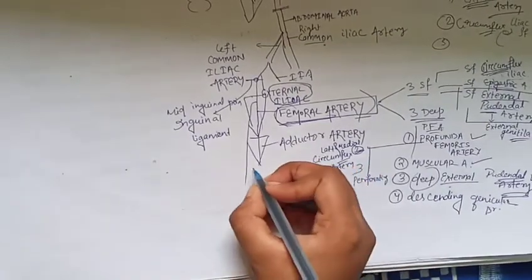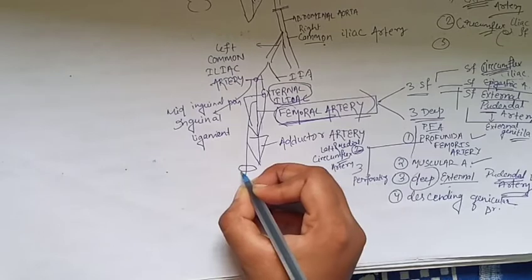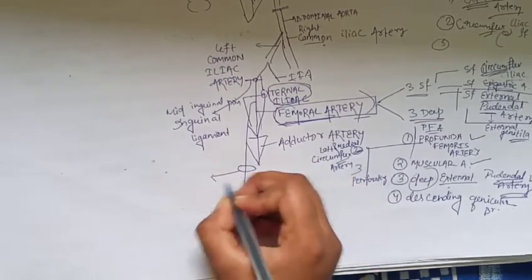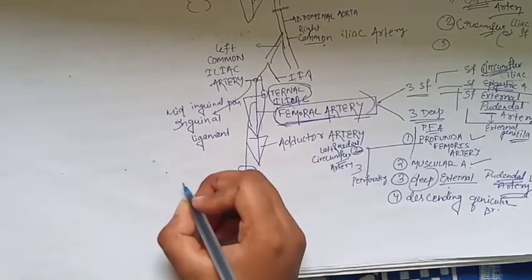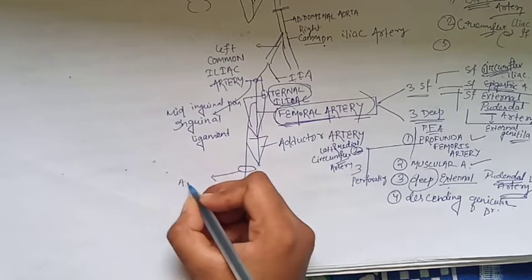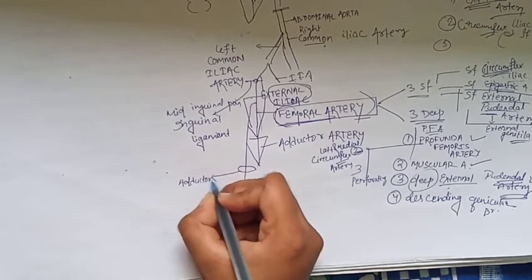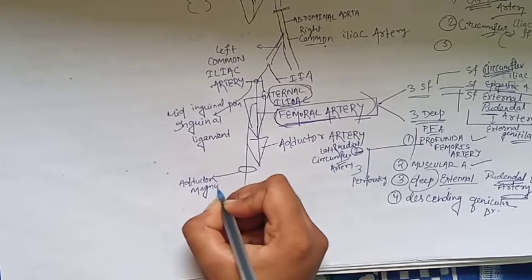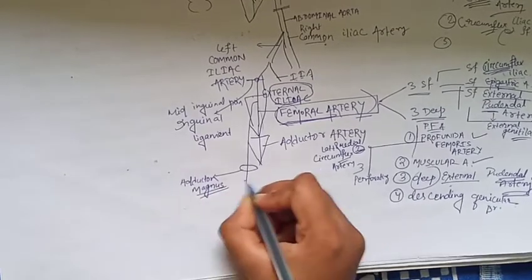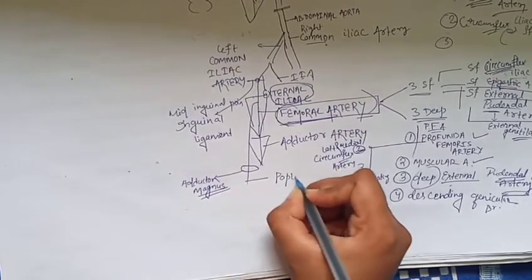Then the femoral artery enters the knee region by crossing an opening known as the adductor magnus opening. After crossing the adductor magnus opening, it continues as the popliteal artery.